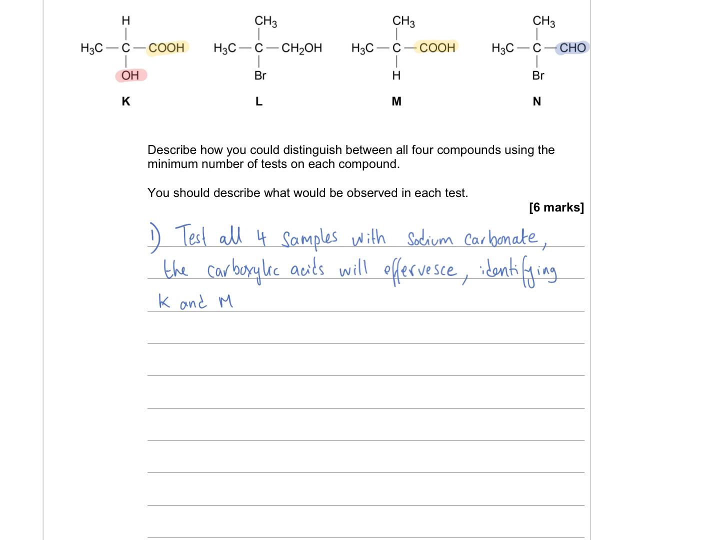So once you've split them into 2 groups, K and M, L and N, you then need to describe the test you would do to distinguish between K and M, and then another test that you would do to distinguish between L and N. So if I look at K and M, K has a hydroxy, an alcohol group, and M does not. So we'd need to do a second test where we identify the one with the alcohol group.